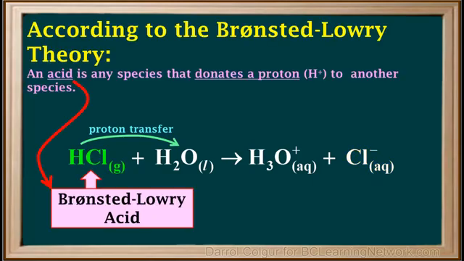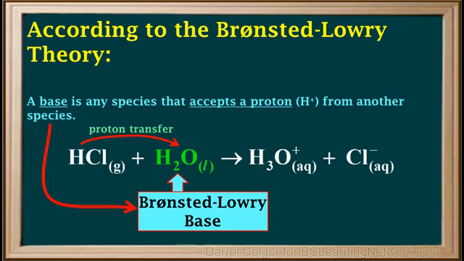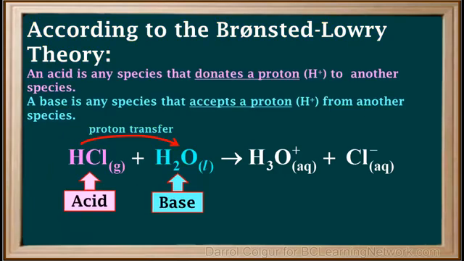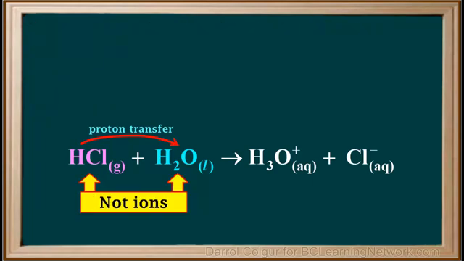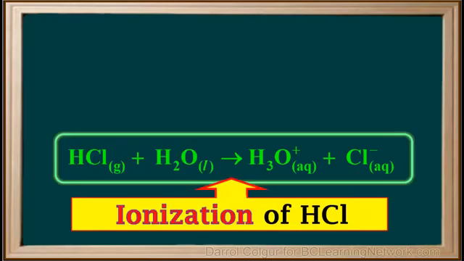Because the HCl is losing or donating a proton, according to the Bronsted-Lowry theory, it is called an acid. To indicate this, we often call it a Bronsted-Lowry acid, or Bronsted acid for short. According to the Bronsted-Lowry theory, a base is defined as any species that gains or accepts a proton, or H+ ion, from another species. Because the H2O is gaining or accepting a proton, it can be defined as a Bronsted-Lowry base, or Bronsted base for short. So in this reaction, HCl is an acid and water is a base. Because the reactants HCl and H2O are not ions, but the products H3O+ and Cl- are ions, we call this process the ionization of HCl.